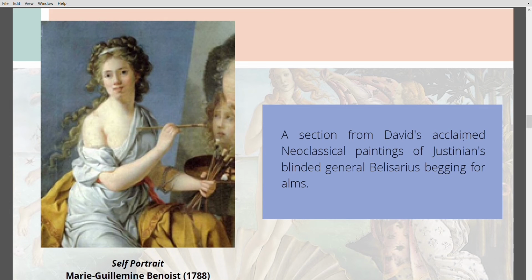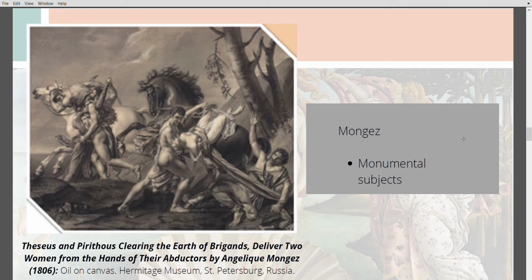Marie-Guillemine Benoist. In this untraced oil on canvas, Benoist paints a section from David's acclaimed neoclassical painting of Justinian's blinded general Belisarius begging for alms. Her return of the viewer's gaze and classical attire show her confidence as an artist and conformity to artistic trends. Angelique Mongez is best known for being one of the few women to paint monumental subjects that often included the male nude, a feat for which hostile critics often attacked her.